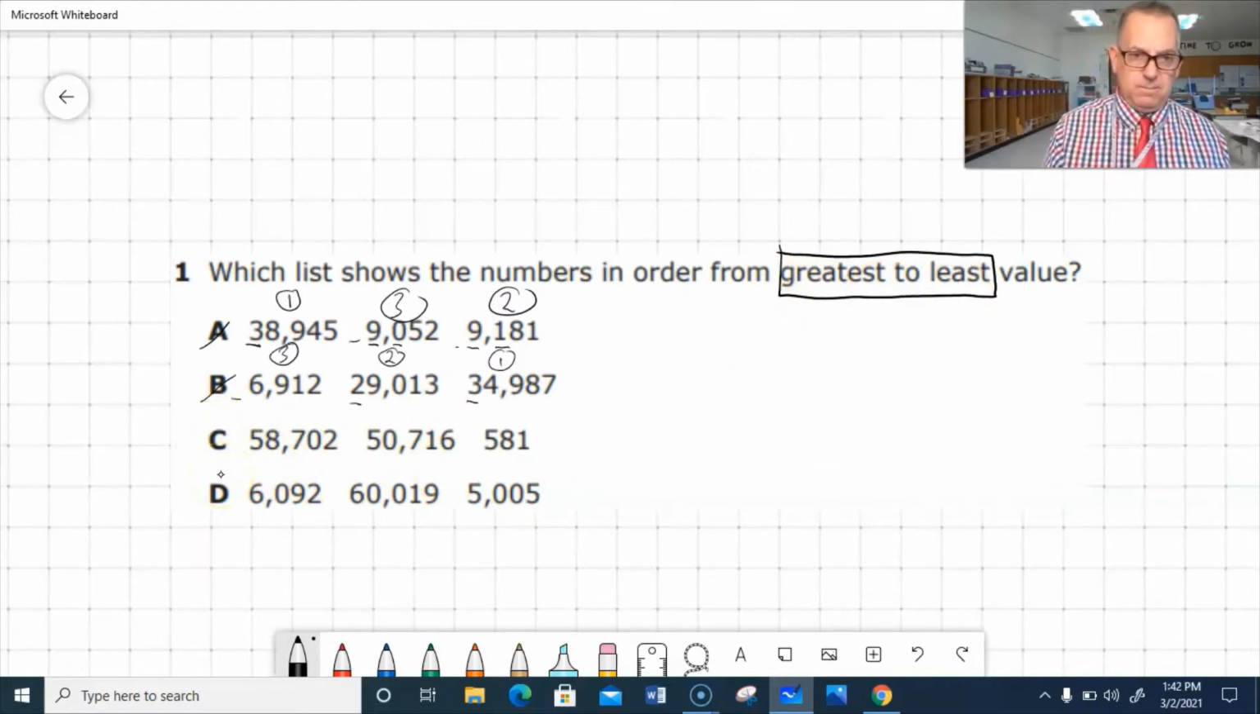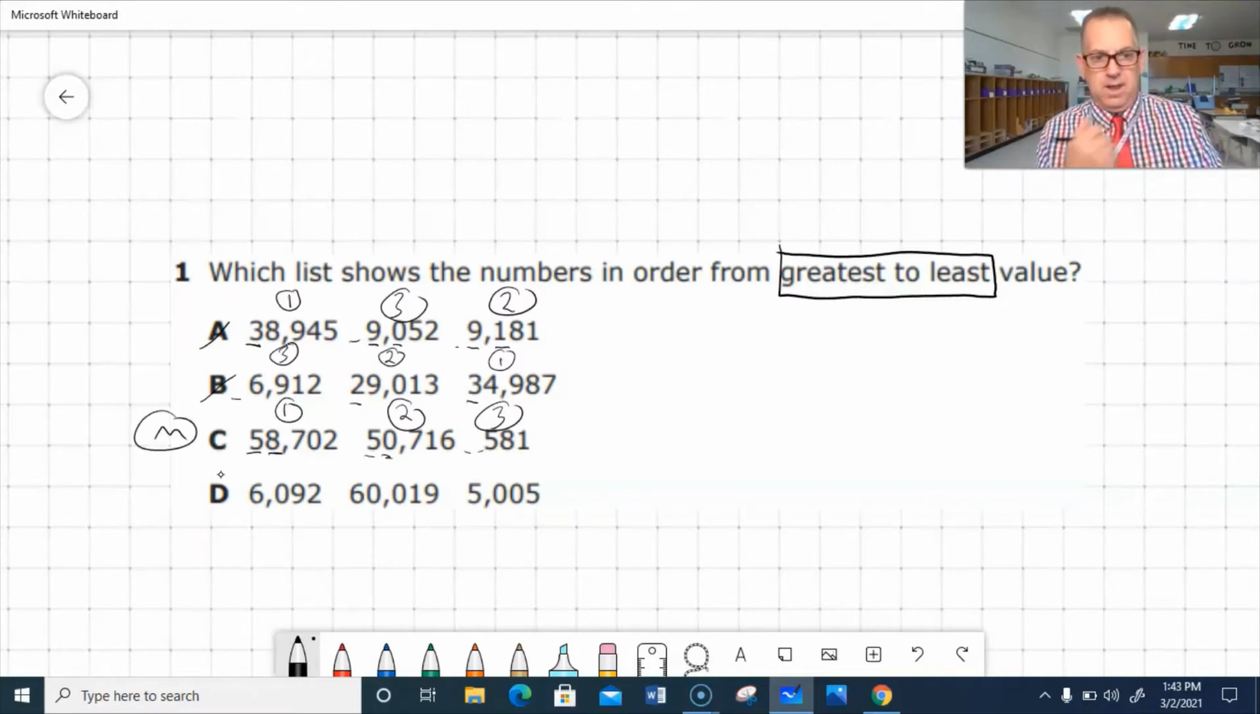So we're looking at answer choice C. We're going to look at the largest place value, which is the 10,000s place. This has a 5 in the 10,000s, and this has 5 in the 10,000s, and this doesn't have anything in the 10,000s or thousands place. So next we'll look at the thousands place. This has an 8 in the thousands place, and this has a 0 in the thousands place. So this is automatically the largest. And I say this is the second largest because my 581 doesn't have anything in the thousands place. So that automatically makes this the second largest, and this is the smallest. So this one looks like it may be correct.